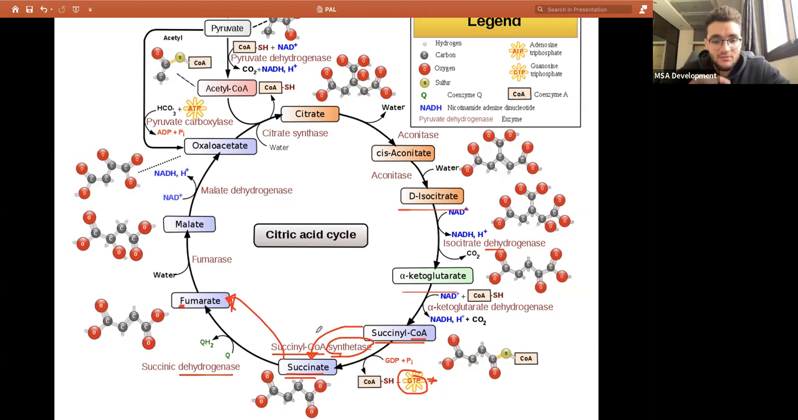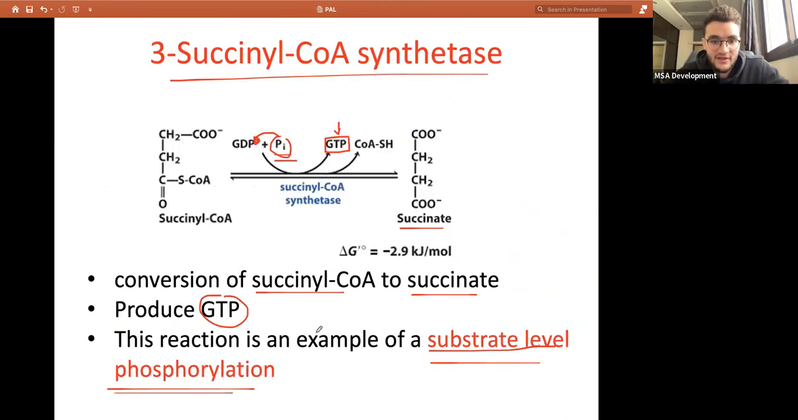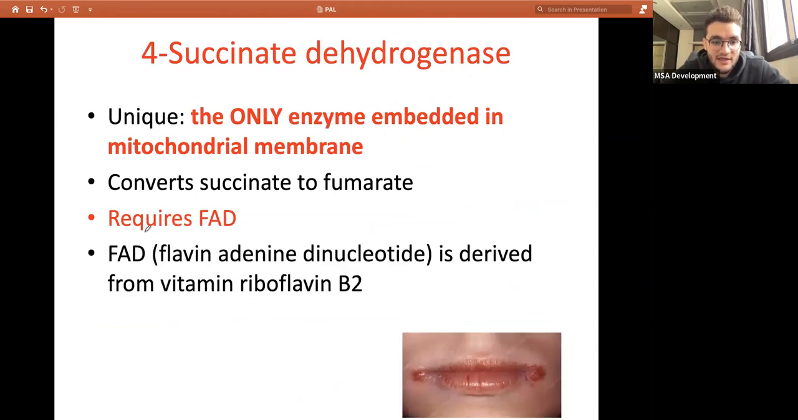Another important thing: remember, as I said, alpha ketoglutarate dehydrogenase and pyruvate dehydrogenase need 5 coenzymes. Now, succinate dehydrogenase only needs 1 coenzyme, which is FAD, and this is discussed here. FAD obviously comes from B2 or riboflavin, which is a vitamin. So again, it requires FAD and it produces FADH2.